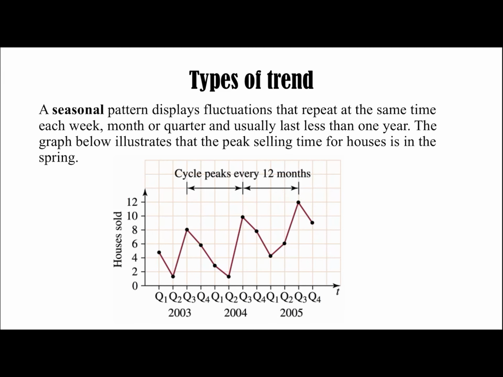A seasonal pattern displays fluctuations that repeat at the same time each week, month, or quarter and usually last less than 1 year. The graph below shows the peak selling time for houses is in the spring.